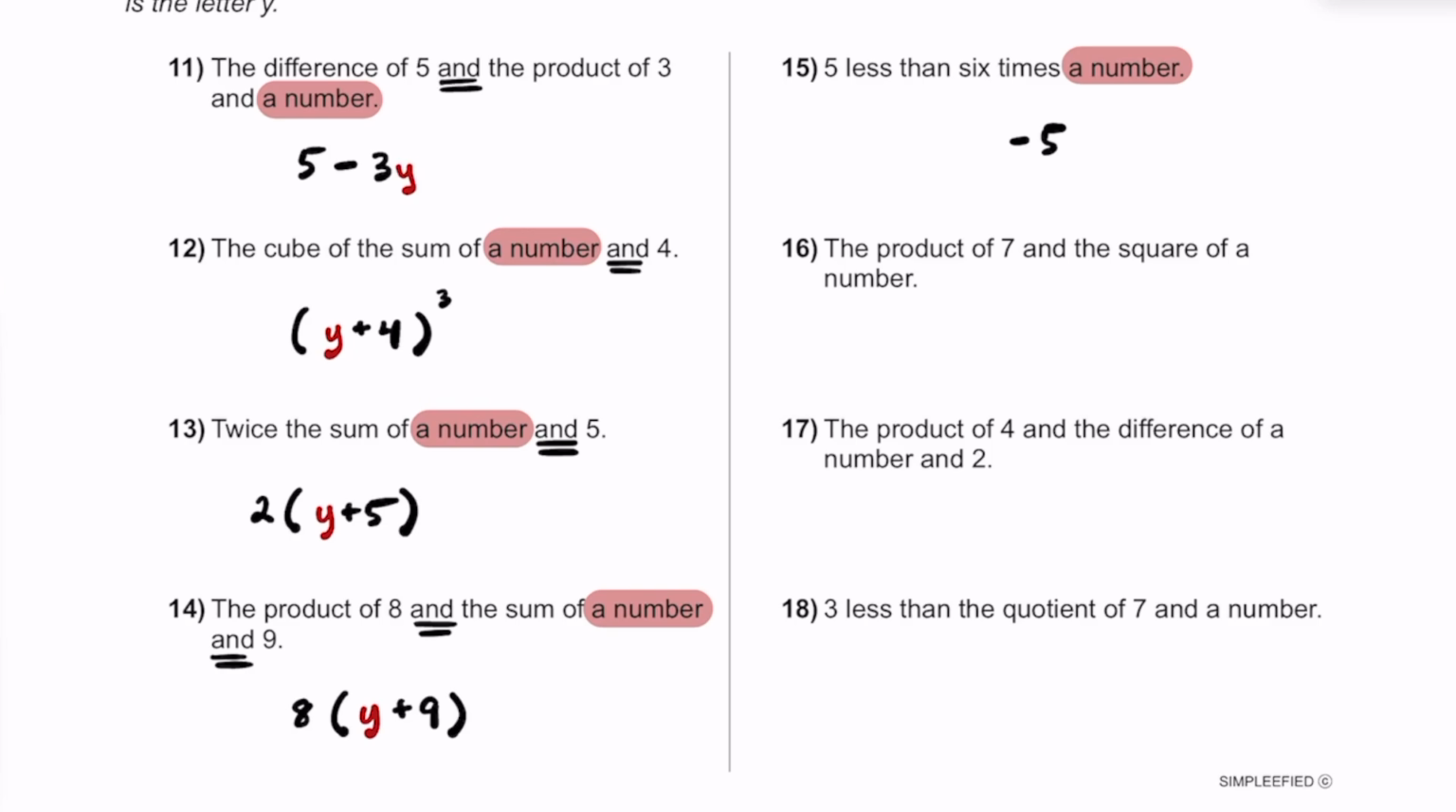So what's that number going to be? Well, it's just going to be 6 multiplied by y, right? So this 6 times a number, this is right over here, okay? And it's 5 less than that, and that's this minus 5 right over here.